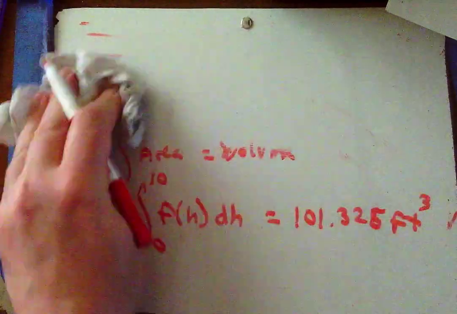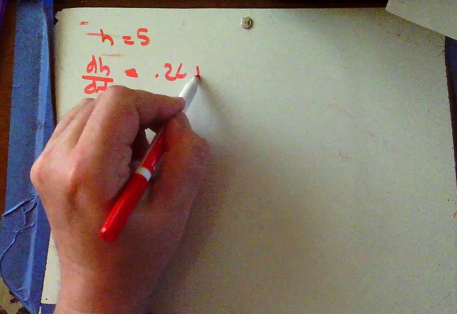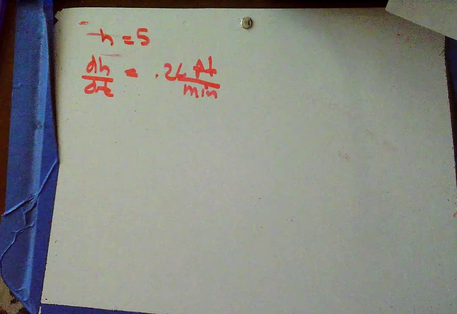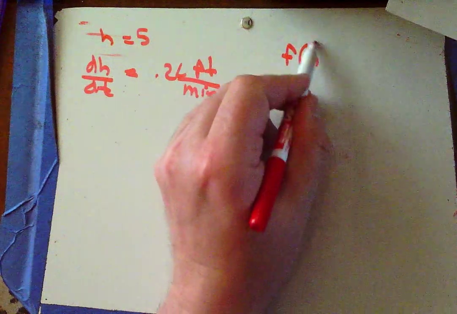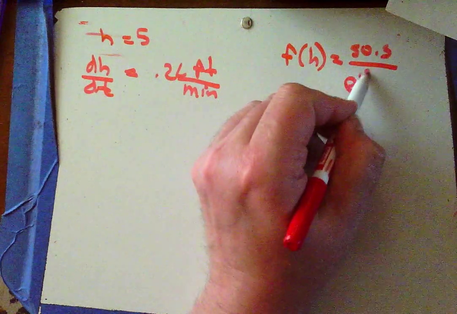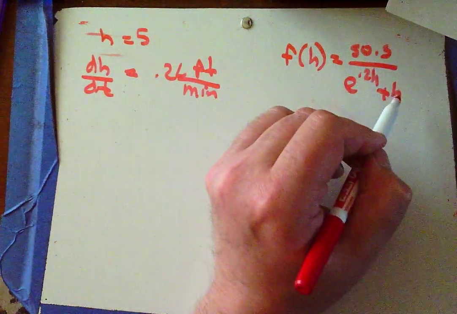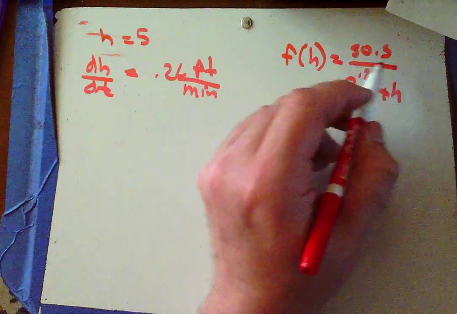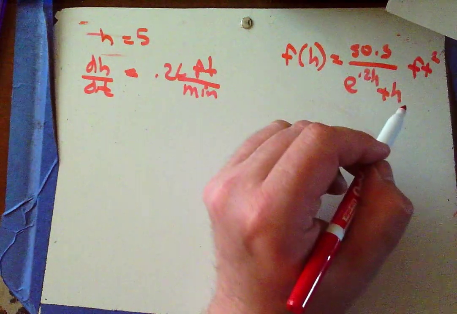Okay, finally part D, that was part C. Part D for number 8 says, water is pumped into the tank. When the height is 5, the height is increasing at 0.26 feet per minute. Okay. Use the model in part C. Use the model f of h equals 50.3 e to the 0.2h plus h. This is the area as a function of height. So this is feet squared. Okay.